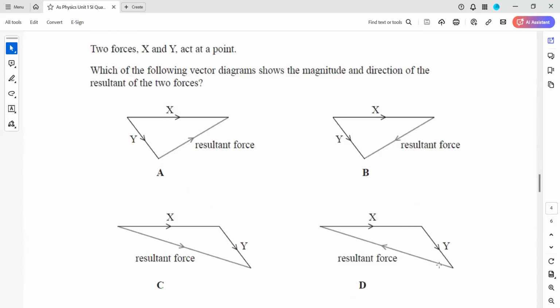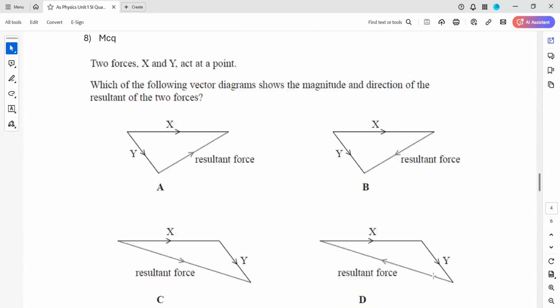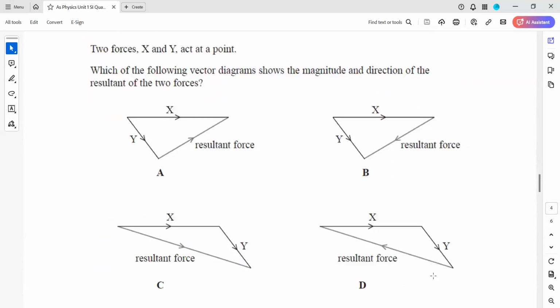Two forces x and y act at a point. Which of the following vector diagrams shows the magnitude and the direction? According to the vector addition rule, if this was x and then y, the resultant is from x to y. That will be the resultant. For example, the resultant is r or z, any name.